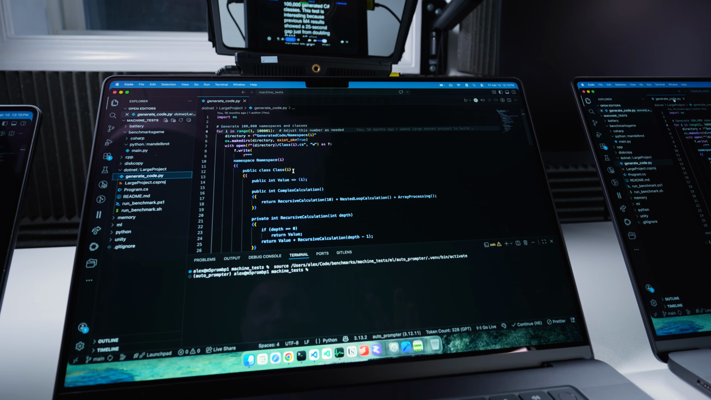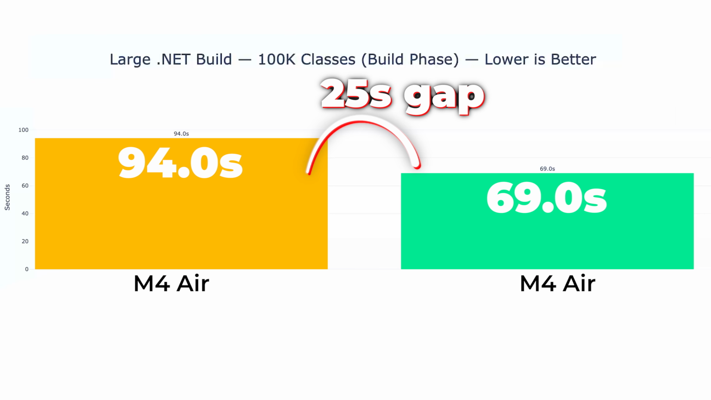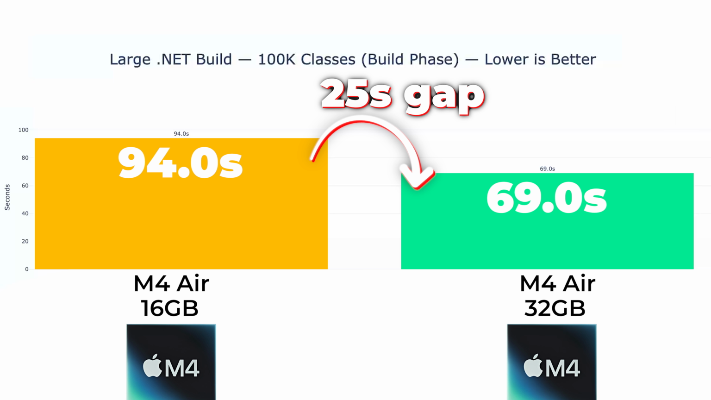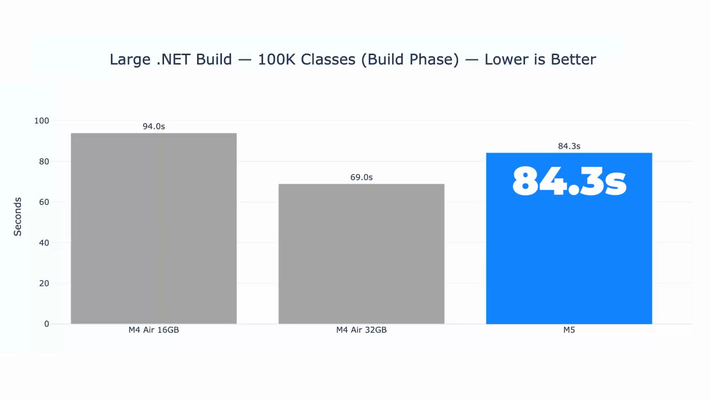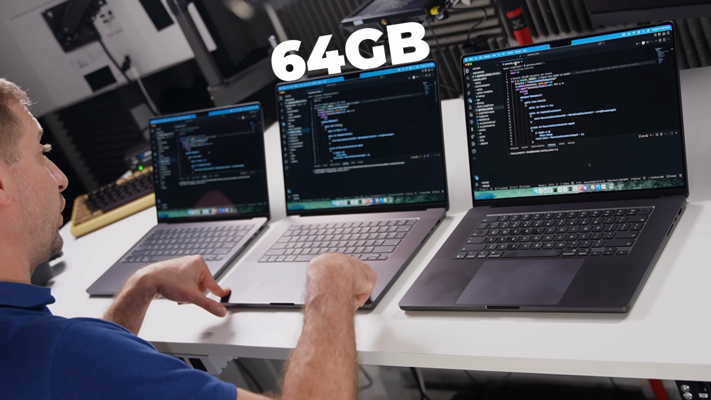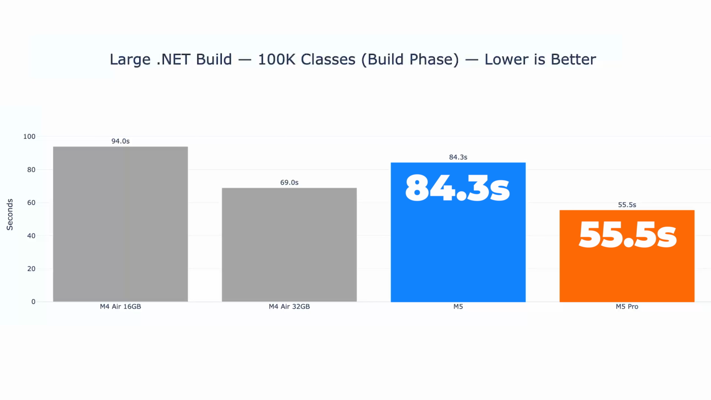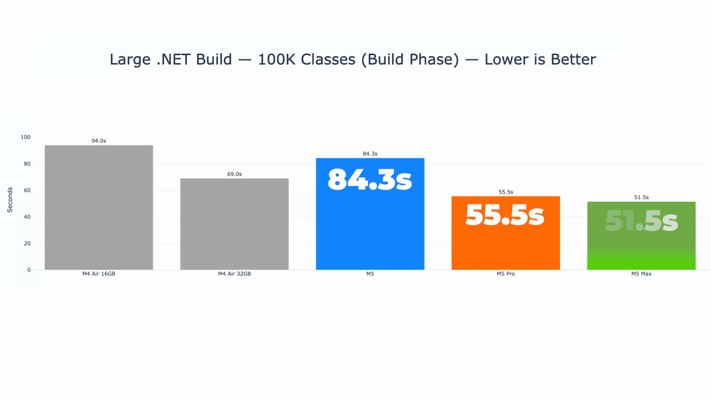100,000 generated C# classes and namespaces. This test is interesting because the previous M4 results showed a 25-second gap just from doubling the RAM, 16 gigs versus 32 gigs, with the same CPU. So it's not just about cores. M5 was 16 gigs, 84 seconds for this build. M5 Pro with 64 gigs, 55 seconds. And M5 Max with 128 gigs, 51 seconds.